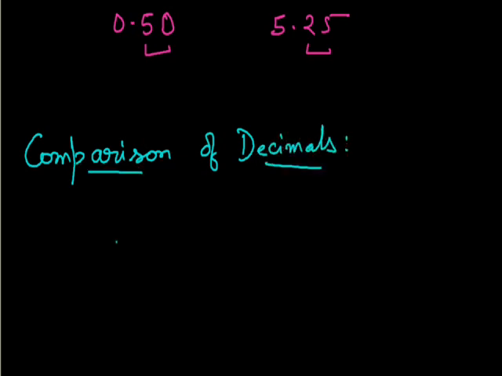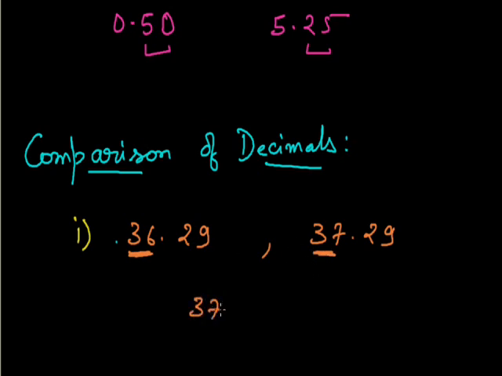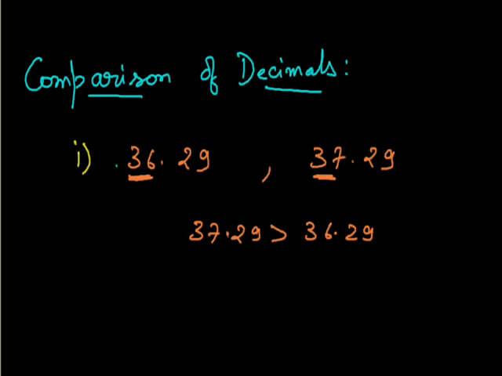For comparing decimals, first of all, we will compare the whole number part of the decimal. For example, we have two decimal numbers, 36.29 and 37.29. Here you can see that the whole number part is 36 in the first number and 37 in the second. Just by seeing the whole number part, we can say that 37.29 is greater than 36.29.